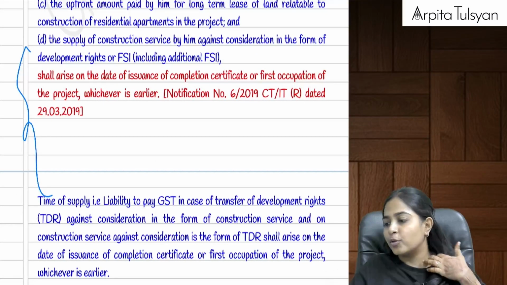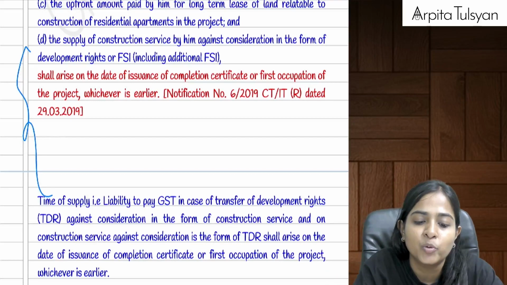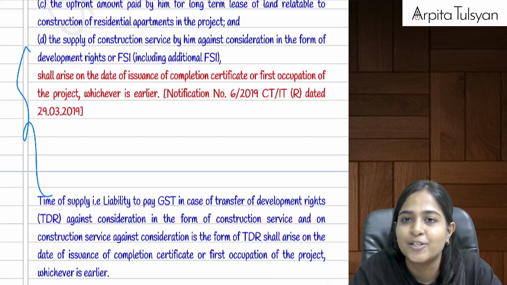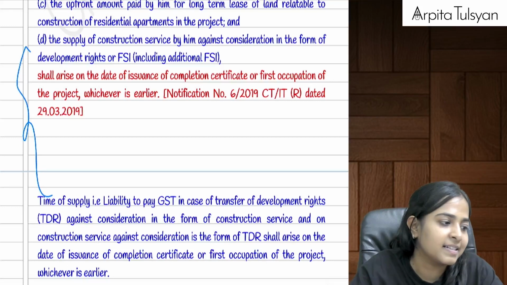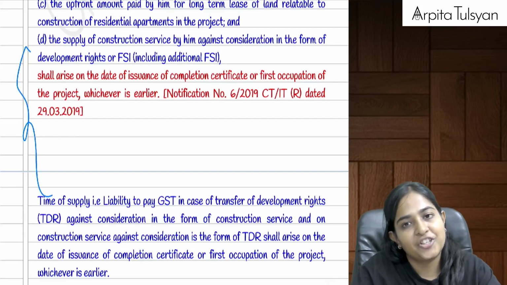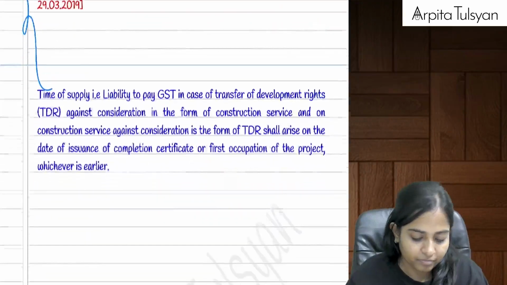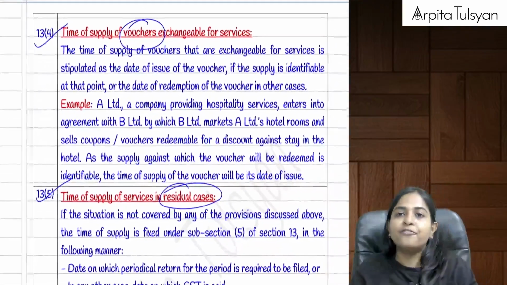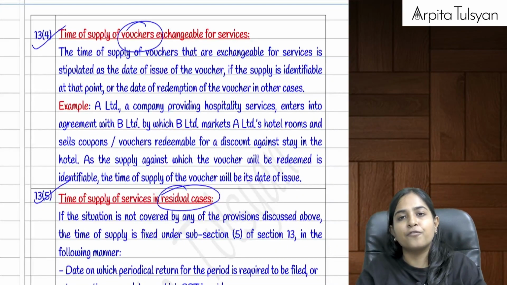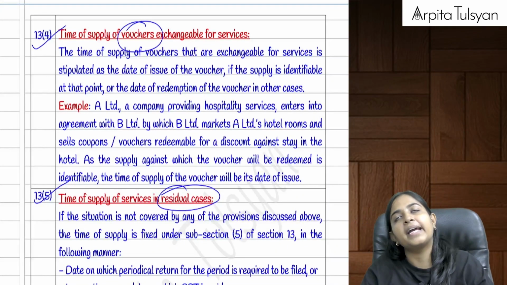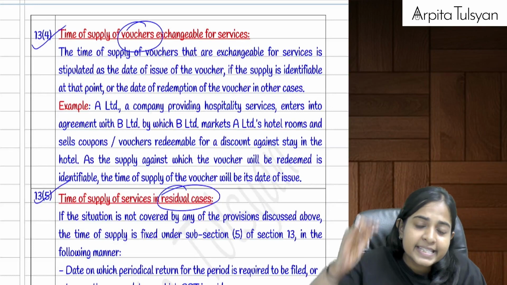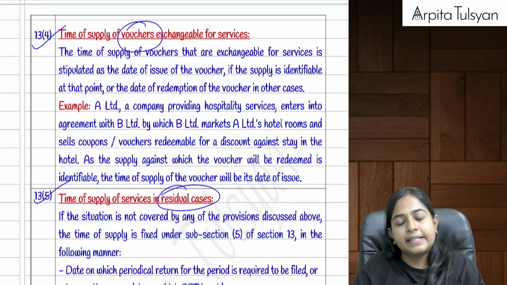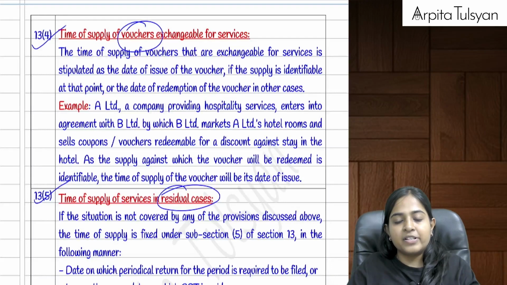Also you should be able to recollect that the entire consideration is not taxable. We have already discussed this in the previous chapters. Chalo, then after that, section 13 subsection 4, section 13 subsection 5 and 13 subsection 6 are the same as section 12(4), 12(5) and 12(6), the previous ones that we had done.